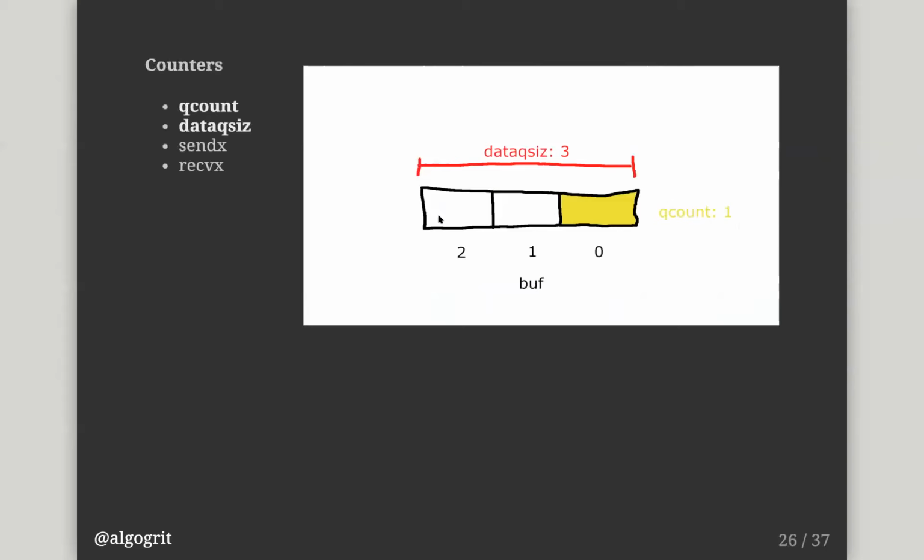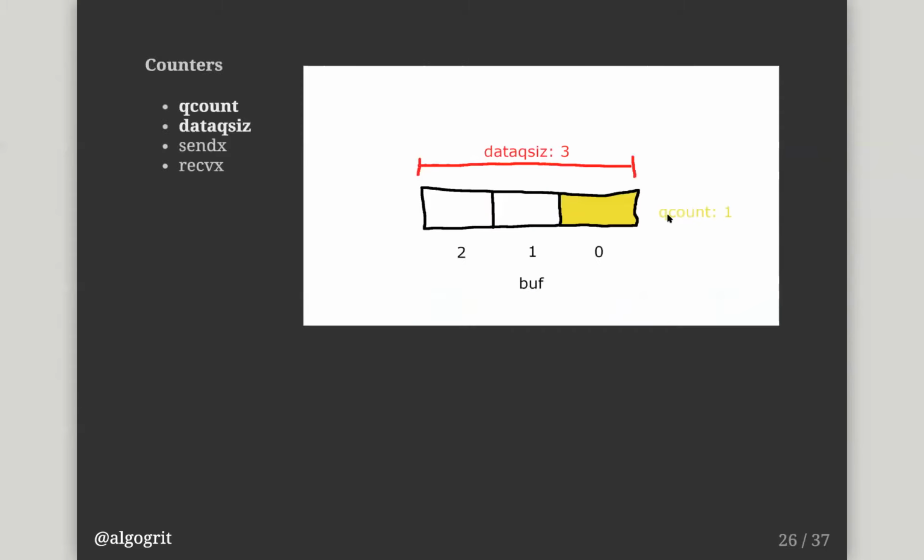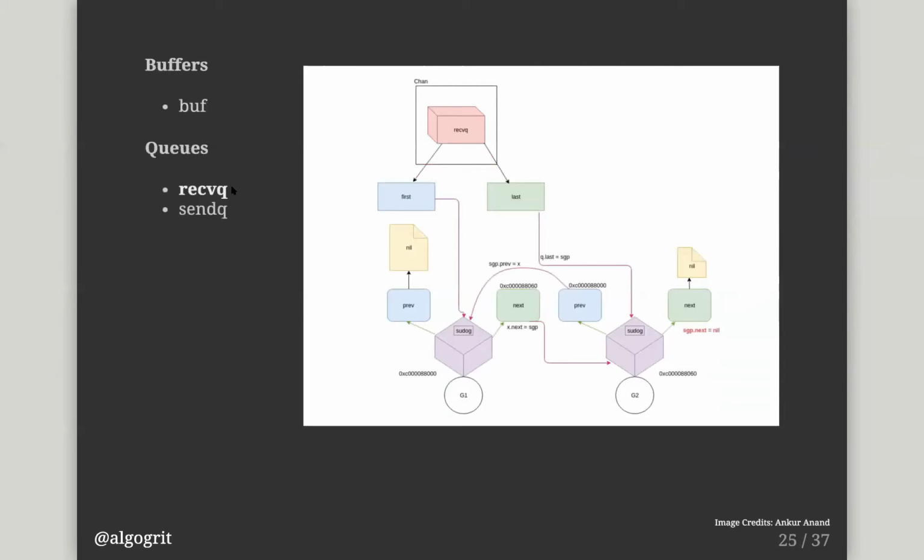Once queue count reaches 3, once the data queue size and queue count become equal, send queue blocks. When queue count is 0, receive queue blocks, send queue is not. Like, data can be sent to the channel.